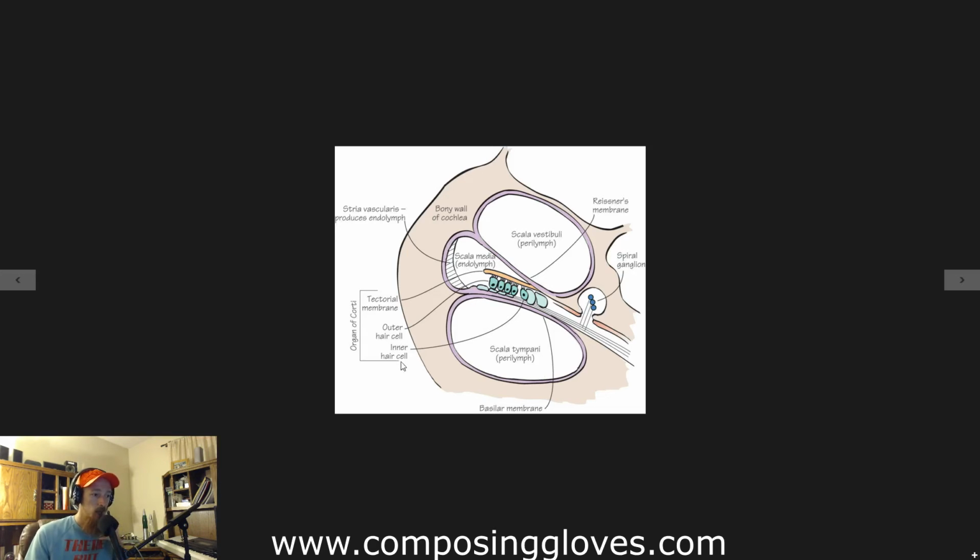Now we have this other thing. So those are inner hair cells. And that should explain how you perceive loudness. It also should explain why you don't want to mess these guys up. If you want to hear stuff, frequency and loudness, you need these guys intact.